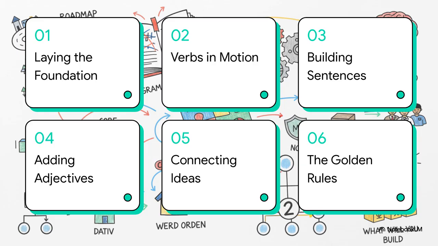So, here's our game plan. We're going to start with the absolute foundation, the nouns. Then we'll get those verbs moving, build our very first sentences, add some color with adjectives, connect all our ideas, and then at the end, we'll boil it all down to a few golden rules you can always rely on.